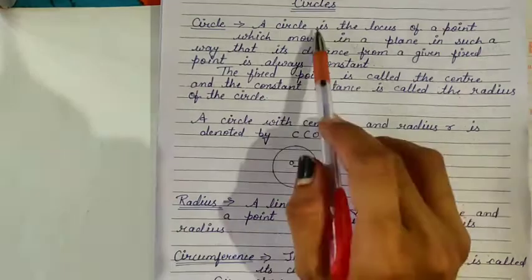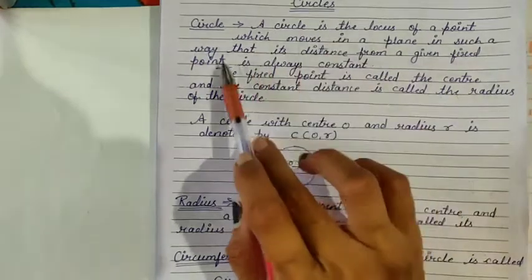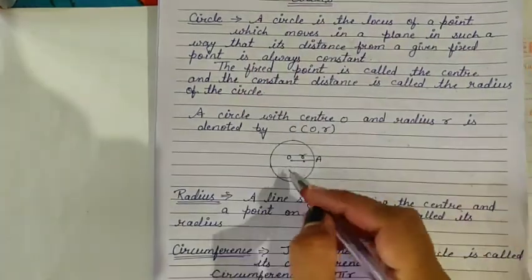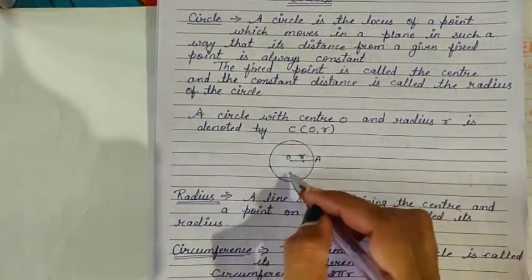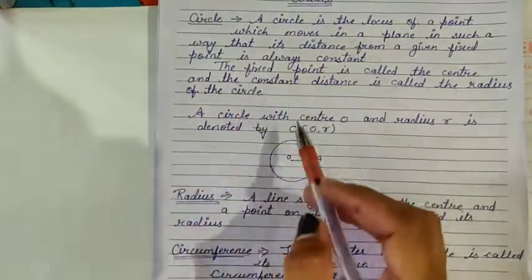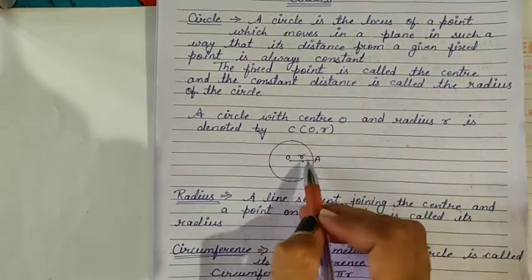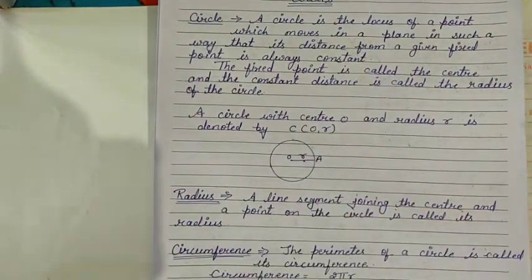Okay? A circle is the locus of a point which moves in a plane in such a way that its distance from a given point is always constant. And the fixed point is called the center of the circle and the constant distance, this distance OA, is called the radius of the circle.